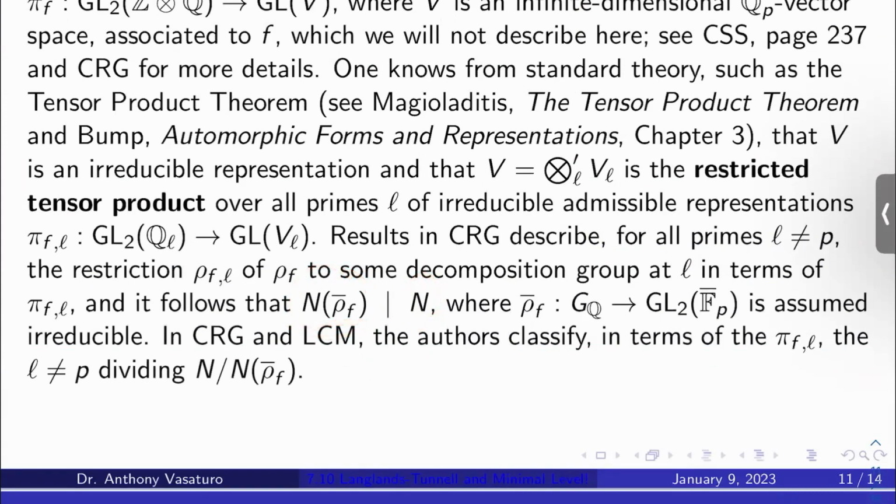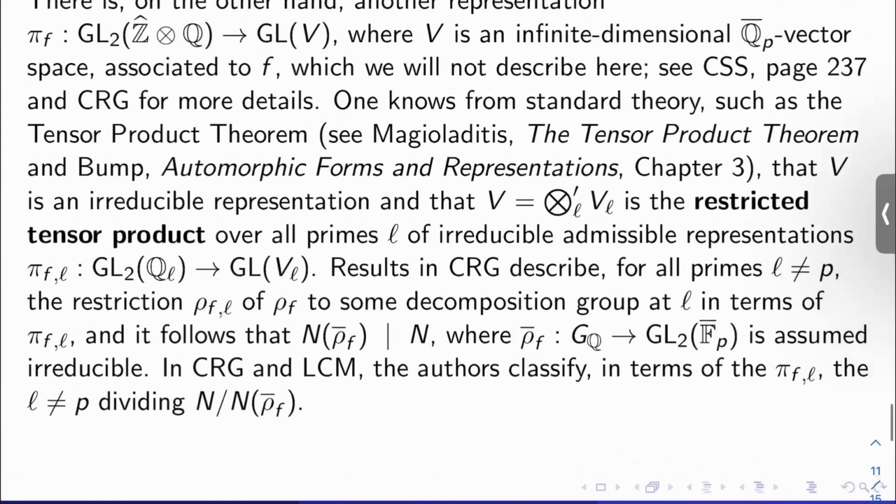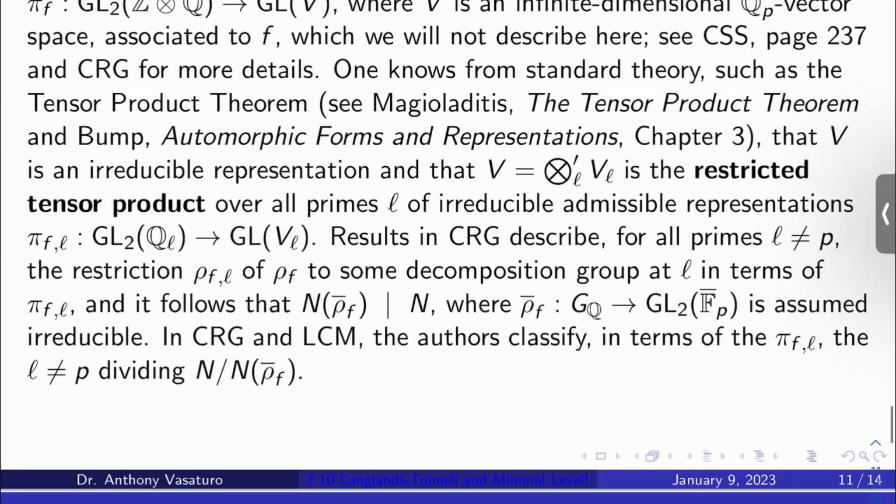And what's rho bar F here? Remember, it's the semi-simplification of the reduction of rho_F mod p, and we're assuming this is irreducible. In the CRG and LCM papers, so the Livné and Carayol papers, the authors classify, in terms of the pi_{F,l}, the l's that aren't p that divide N over the conductor of rho bar F. It's interesting to ask: I know N of rho bar F divides N, but what are the primes that aren't p that are left over when I do this division? Carayol and Livné have a famous paper or set of papers classifying these.